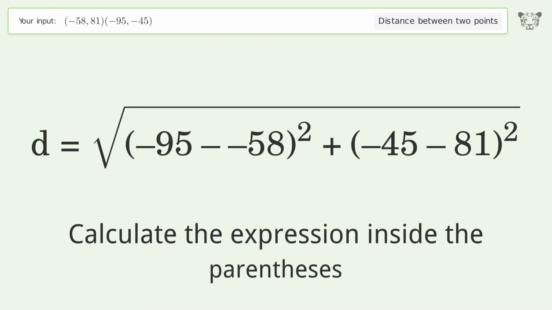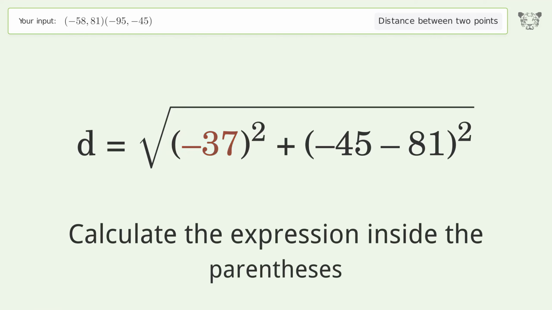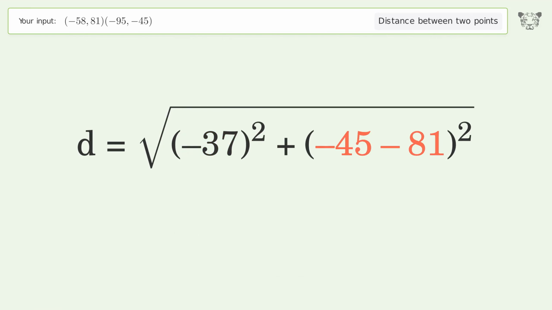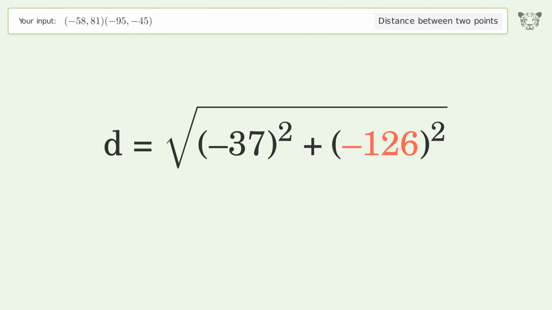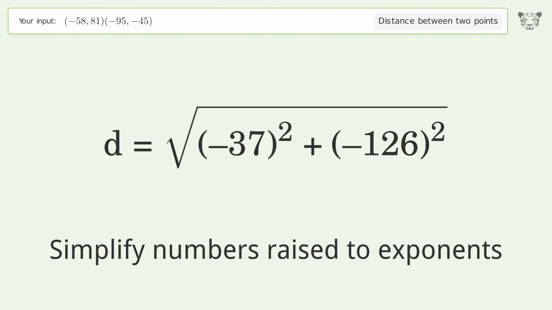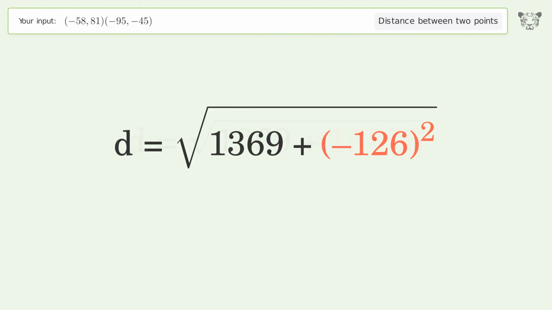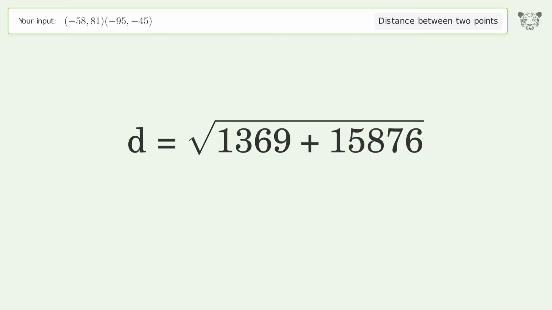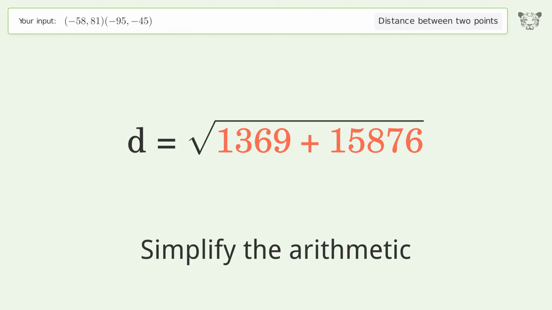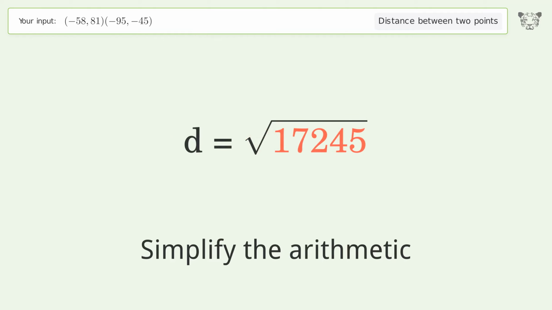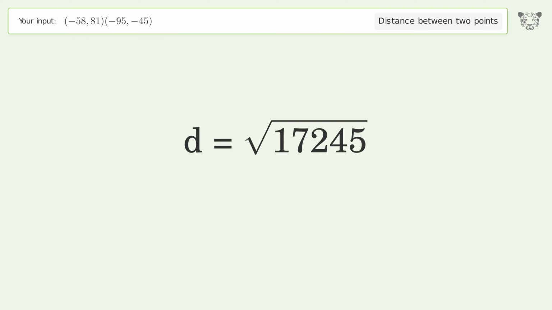Calculate the expression inside the parentheses. Simplify numbers raised to exponents. Simplify the arithmetic. And so the distance between the 2 points is the square root of 17,245 or 131.32.